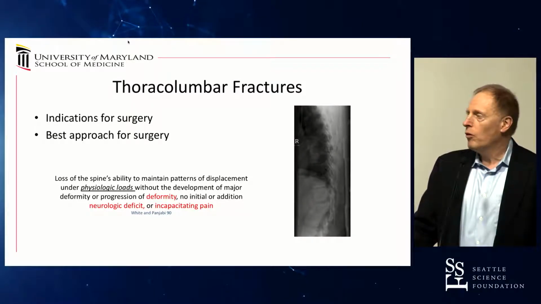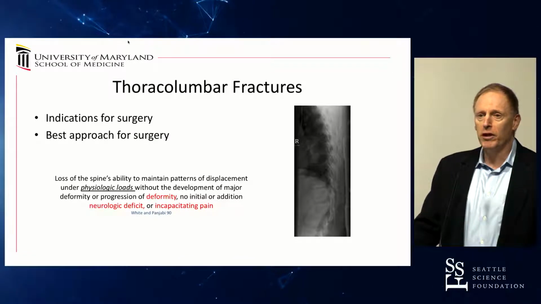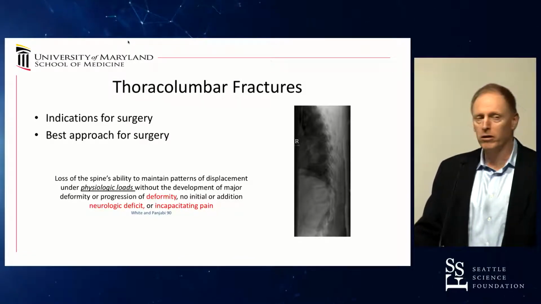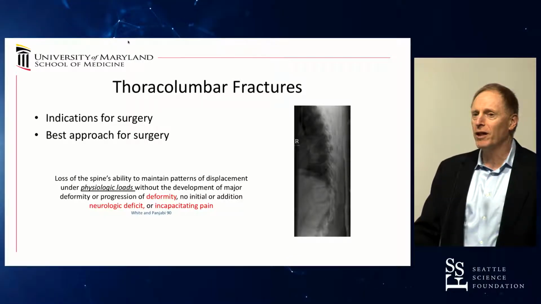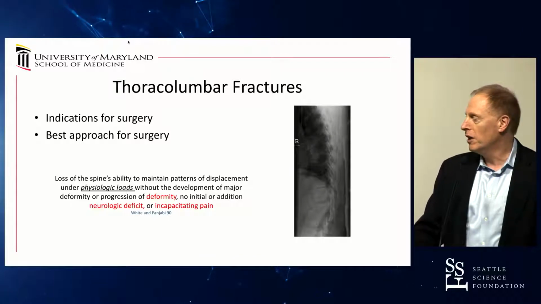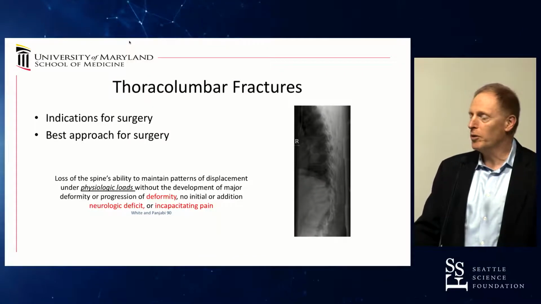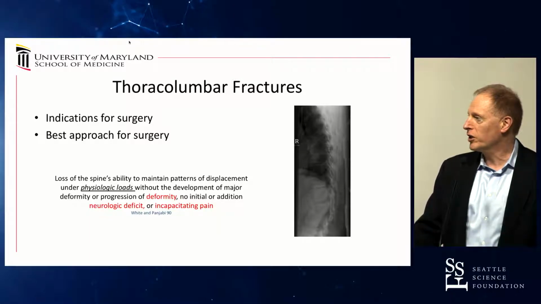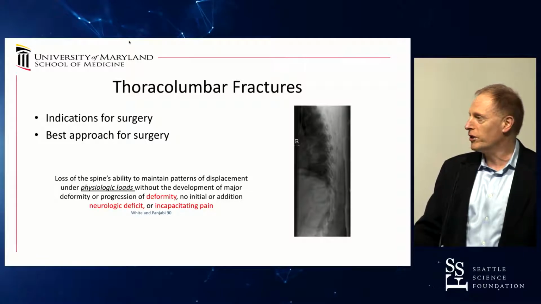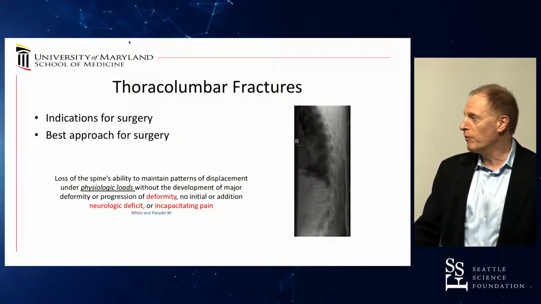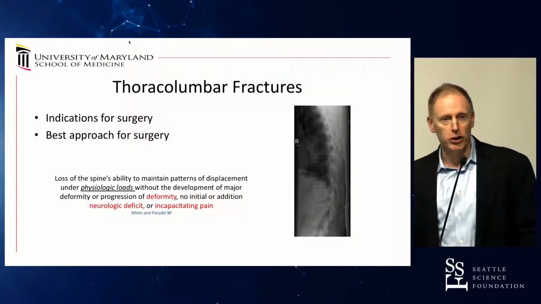In general, why are we classifying fractures? Because we want to know who needs an operation. And Rick Sasso brought this up last night, right? We're trying to determine something about the stability of the spine. So what is stability? Stability is the ability to maintain the spine in a way that does not create deformity or neurologic compromise or incapacitating pain in the face of physiologic loads, right?